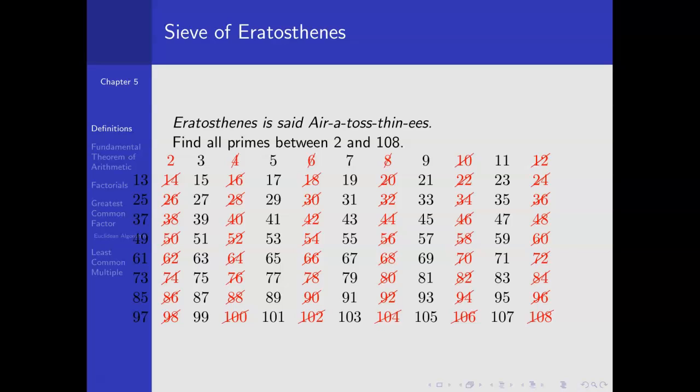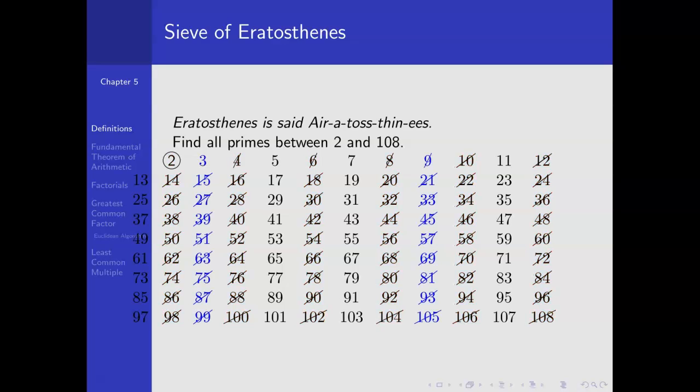And then we're going to move to the next number in our list, which is 3. We're going to go through and cross out all of the multiples of 3 which we have not already crossed out. So for example, 6 is even. It's also a multiple of 3. We've already crossed it out. I didn't cross it out again, but you could keep in mind that it is also a multiple of 3.